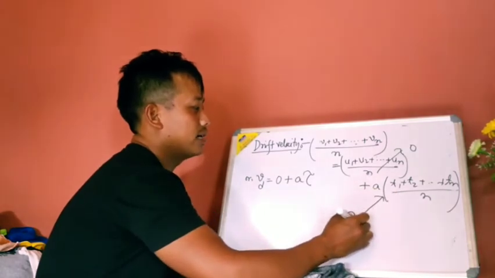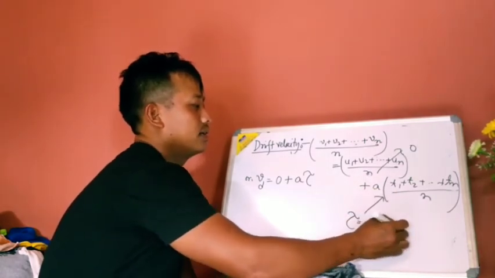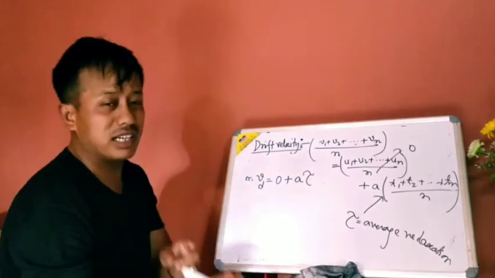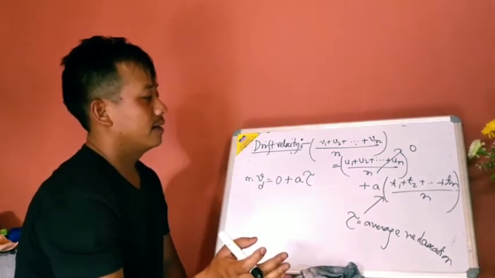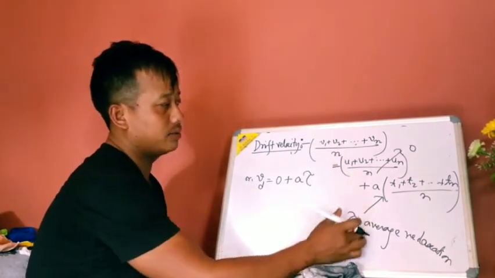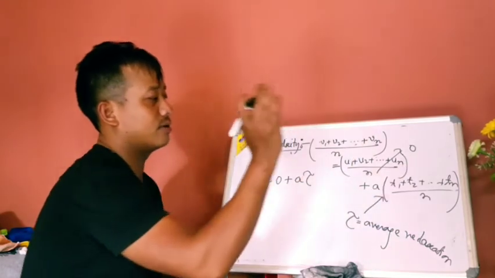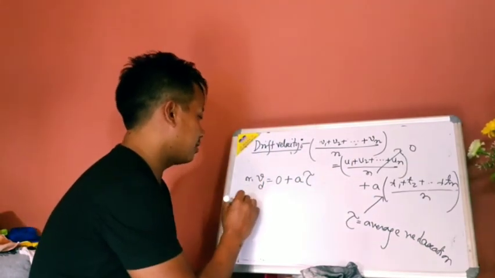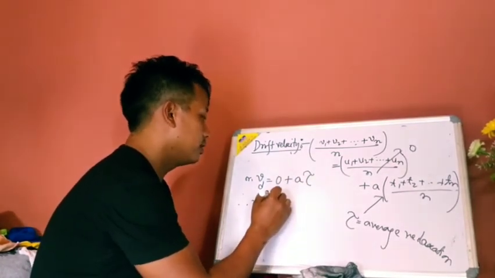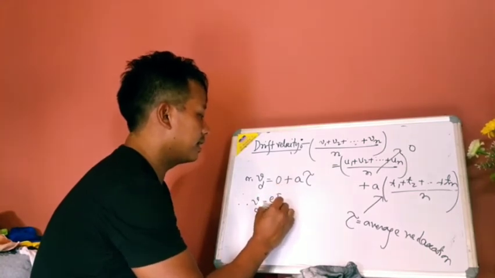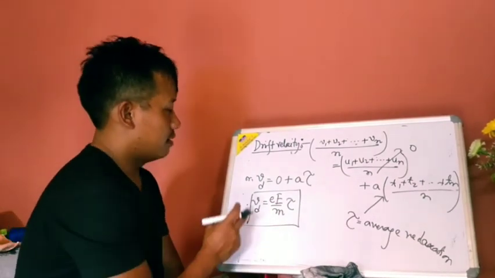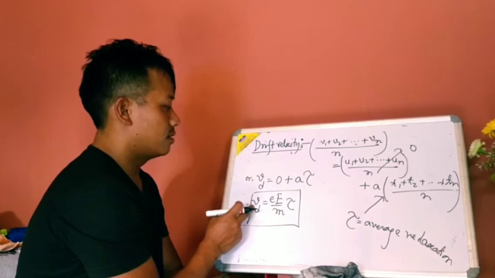So this tau is known as the average relaxation time. When electrons are moving inside the material, they may collide. The average time taken between any two successive collisions is known as the average relaxation time, and it is given by the sum of the time taken divided by the number of collisions. So the drift velocity is vd equals e E by m into tau. This gives you the expression for the drift velocity when you apply an electric field.